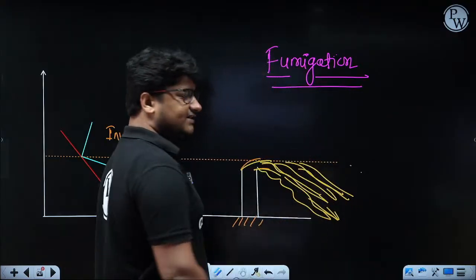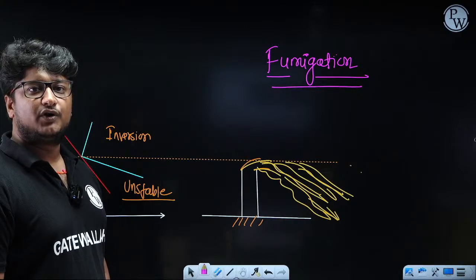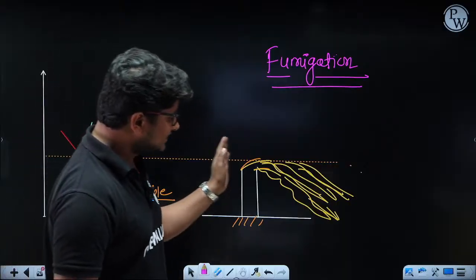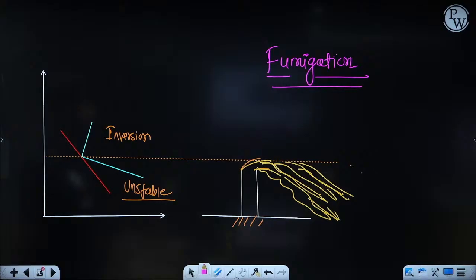All the pollutants are completely going towards the ground. Clear to all of you?